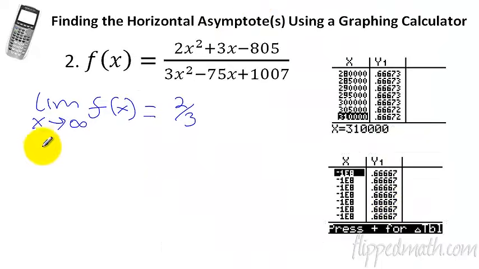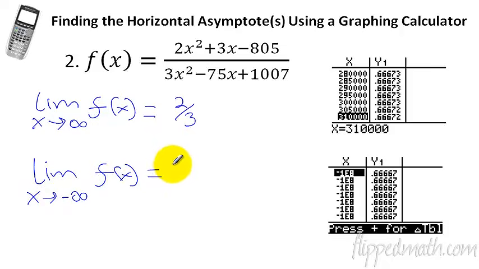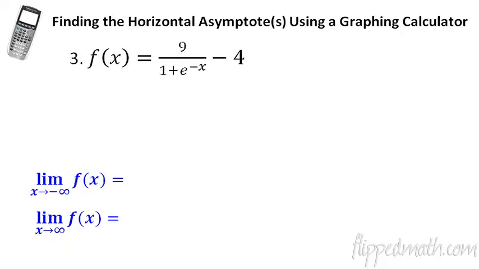And let's type out our limit notation for the left side of the graph. So we say the limit as x is approaching, now the left side is going to be negative infinity of the function f of x, and that also equals 2/3. Okay, so again, usually the left and right side are the same for horizontal asymptotes, but once in a while they're not.